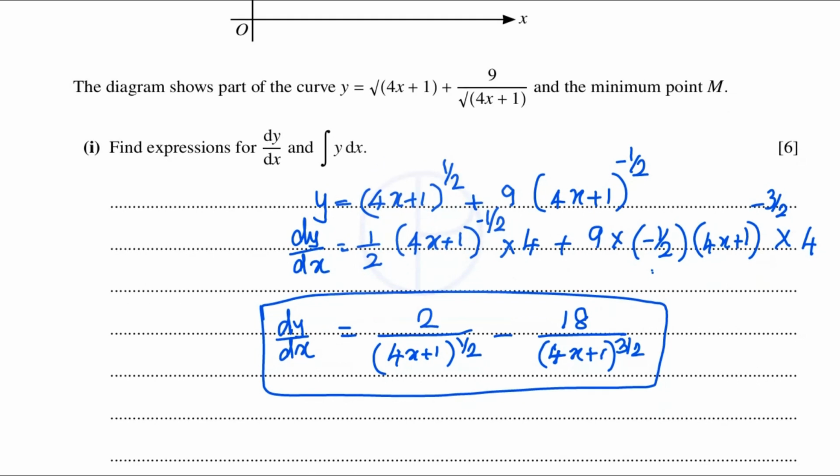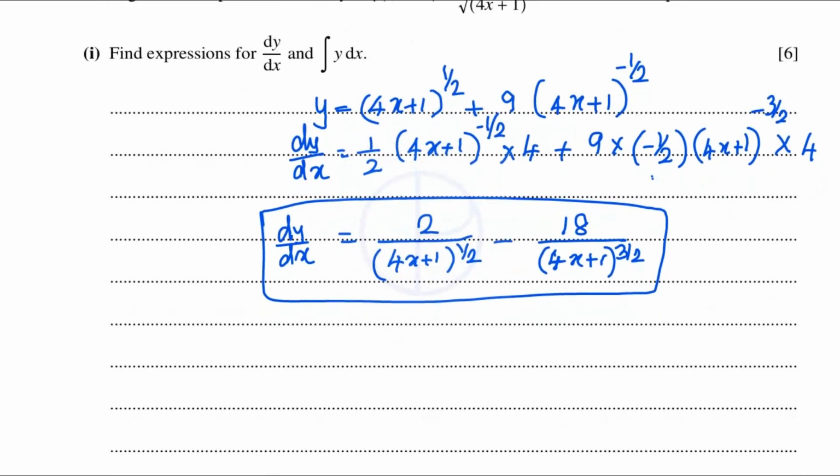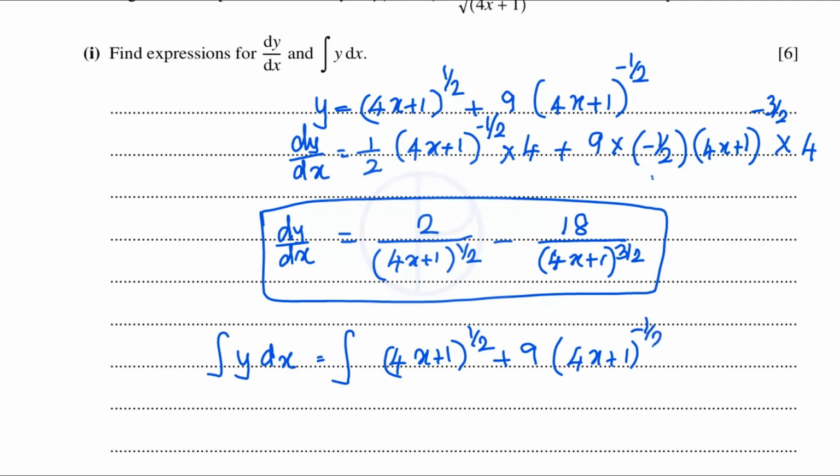Next, let's do the integration. Integral y dx equal to integral, what is y, 4x plus 1 the whole power 1 over 2 plus 9 times 4x plus 1 the whole power negative 1 over 2 multiplied by dx.